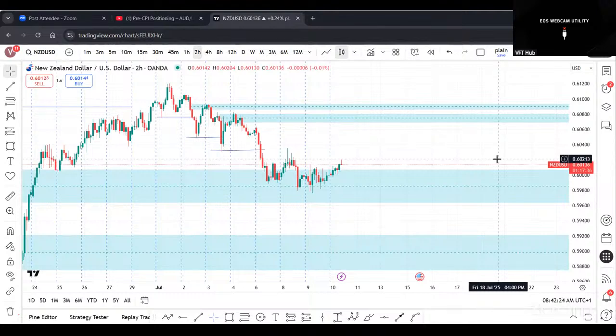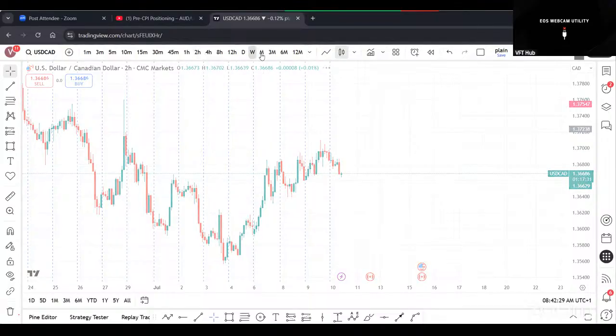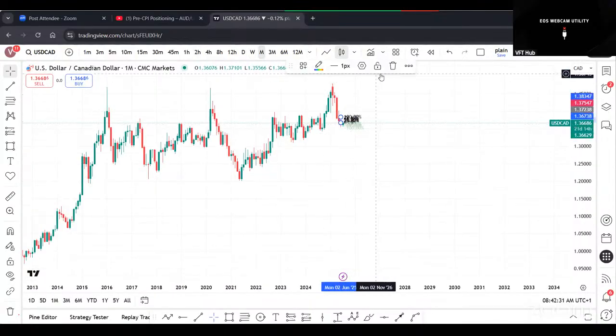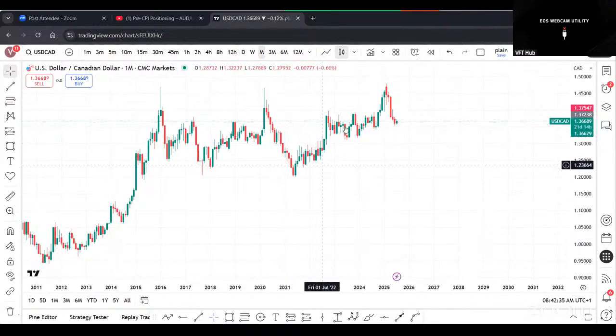Let's also quickly look at USD CAD. USD CAD has been buying.